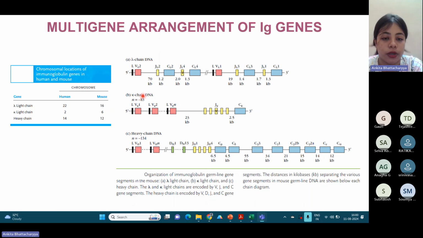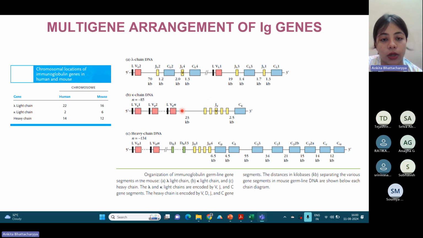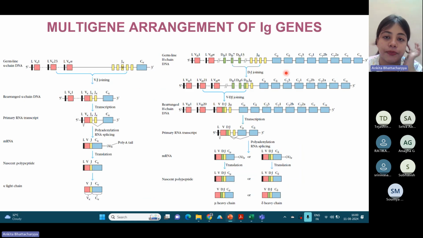Also, what I want you to keep in mind here is the number, which is quite different. For lambda chain, only two variable regions are observed, V lambda 2 and V lambda 1. For kappa chain, you see approximately 85 variable regions. So these are all the different V regions that can be seen. And for heavy chain, we see approximately 134 variable regions. So all these different combinations will matter. We'll come to it in more detail.